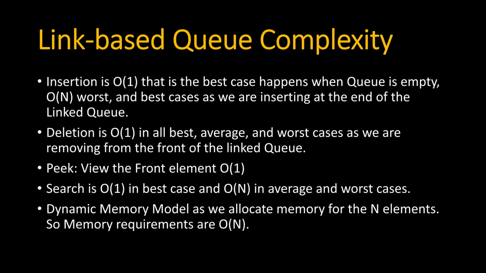Peek, to view the front element, has complexity O(1). Search is O(1) in the best case if the element exists at the front of the queue, otherwise it is O(n) in average and worst cases because of the linear search. Dynamic memory model: as we allocate memory for n elements, memory requirements are O(n).